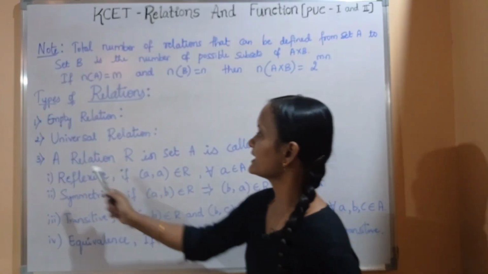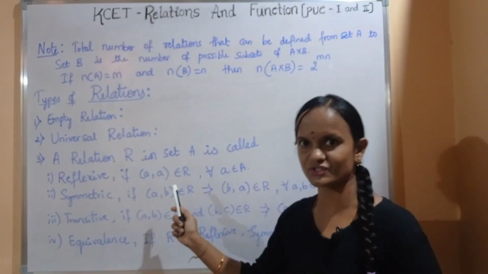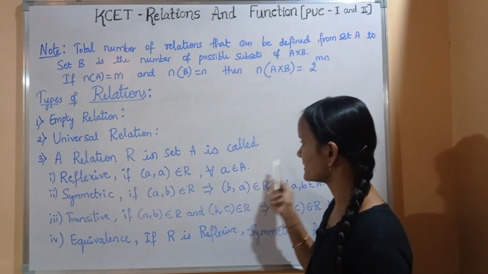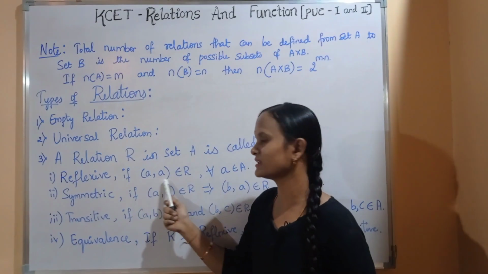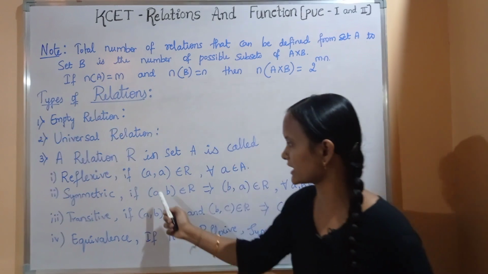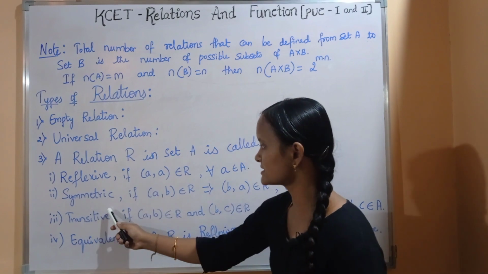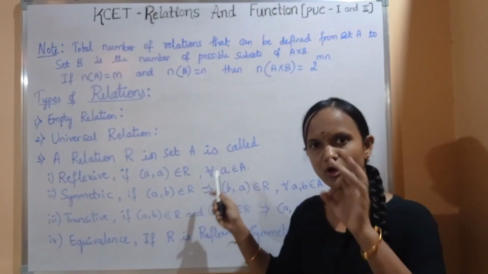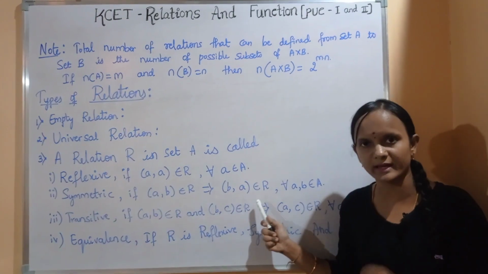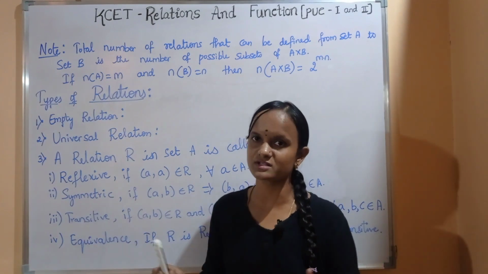Next, a relation R in a set A is called reflexive if (a, a) belongs to R for all a belongs to A. In set A, how many elements are there? Every element should be in the form (a, a). It should be written as an ordered pair (a, a). Then we say that the relation is reflexive. Next, symmetric. If (a, b) belongs to R, if it is present, then only we have to check for (b, a). If it is also present, then it is symmetric. Otherwise, it is not symmetric.